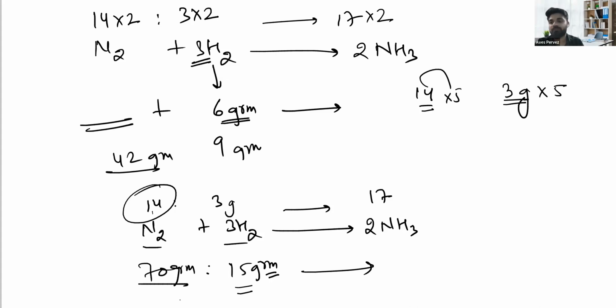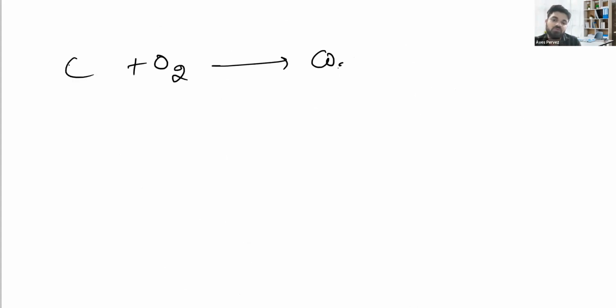Now I'm going to give you another question. This is C plus O2 gives you CO2. Calculate the simplest ratio of their combination of mass. This is balanced already. There is no need to balance this equation. With the help of the mass that you have written in your table in your copy, solve this equation.